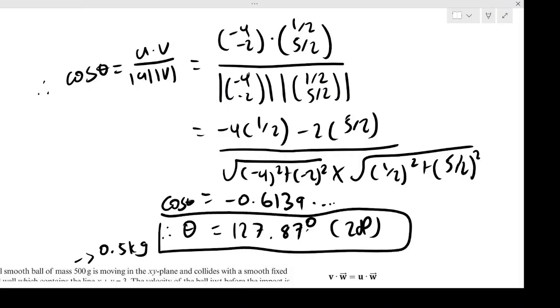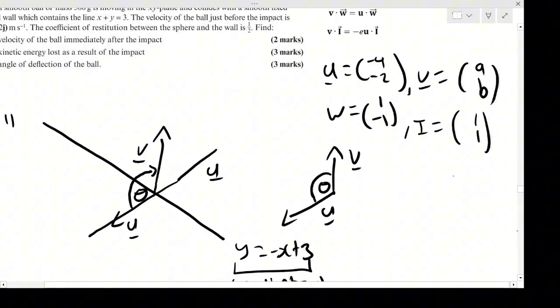And actually that makes sense. If you just look at my diagram here, it does look like an obtuse angle, doesn't it? So that makes sense with geometrically what we've got.